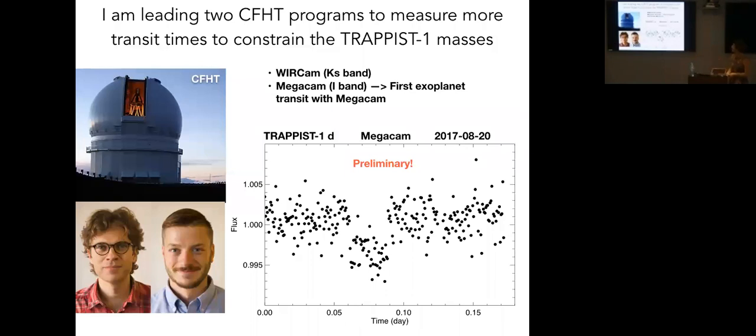And we recently had an achievement with MEGACAM where our detection of the TRAPPIST-1D transit on August 20th was the first time that MEGACAM was used to measure a planet transit. So the folks at CFHT are really excited because MEGACAM is their most used instrument and they're so happy they can do transit science with it. So this is preliminary data. I basically just wrote the proposal and argued for telescope time, but the people doing the real work are my colleague Loïc Albert and François René Lachapelle, who's a graduate student.